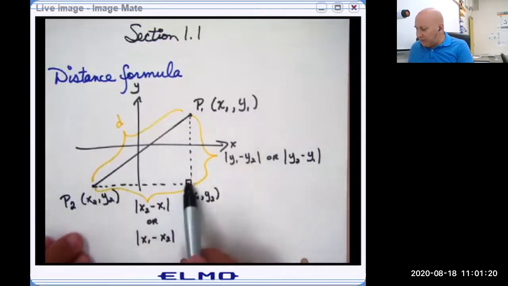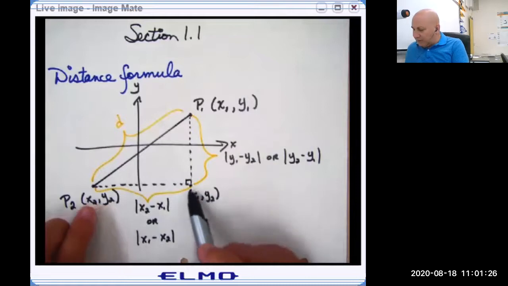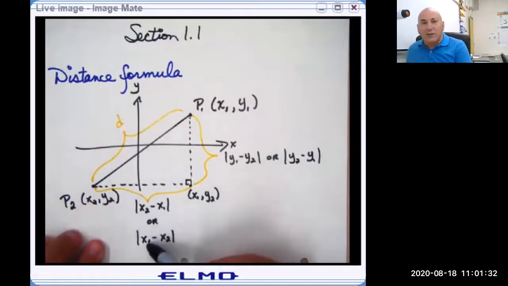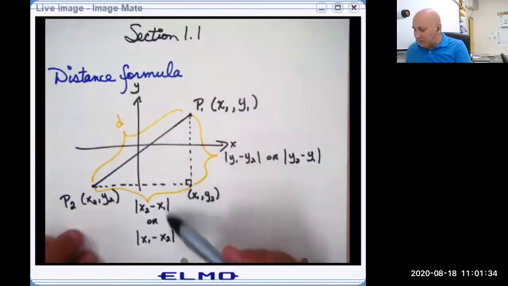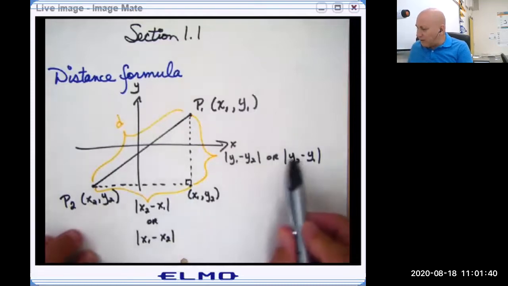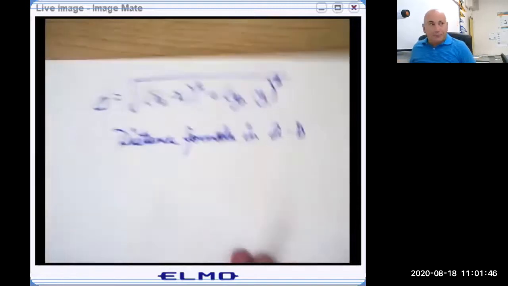Well, for this distance, the y values are the same, so there's no change in y. So the distance is just the distance between x1 and x2. You can do x2 minus x1 or x1 minus x2 because when you take the absolute value, you're going to get a positive number anyway. Same here for y1 and y2.